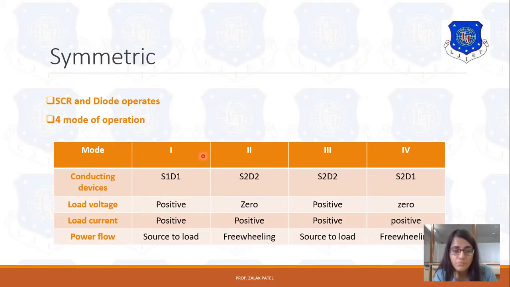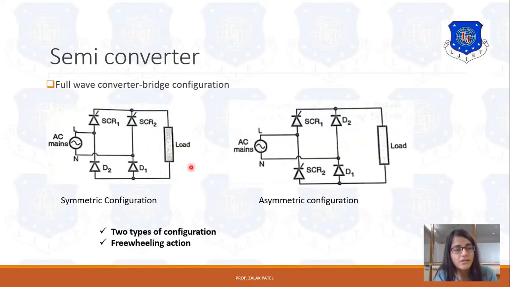So in mode 1, first of all, we talk about only mode 1. In mode 1, the conducting devices are S1 and D1. If you see this figure, in the first half cycle the conducting devices are S1 and D1. Means if we talk about the range of one cycle, then in that range SCR1 and diode 1 will be operated, and the load voltage and load current are positive.